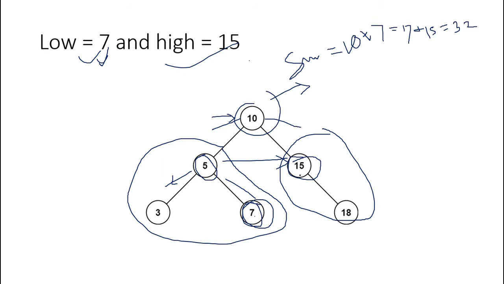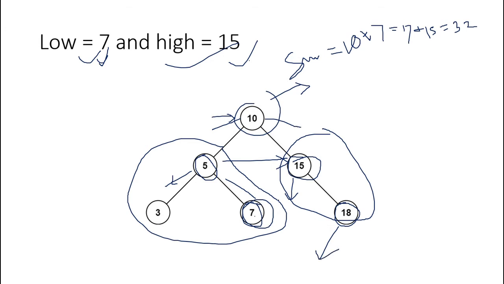Now let's check 15. Is 15 greater than high? No, it is not greater than high. It is equal to high. Is it less than low? No, it is not less than low. So we will call both the left subtree and the right subtree. Here the left subtree is null, so we will simply return 0. When we call the right subtree, we get 18. Now 18 is greater than the high value, so we will call the left subtree, and the left subtree is null, so we return 0 from here.